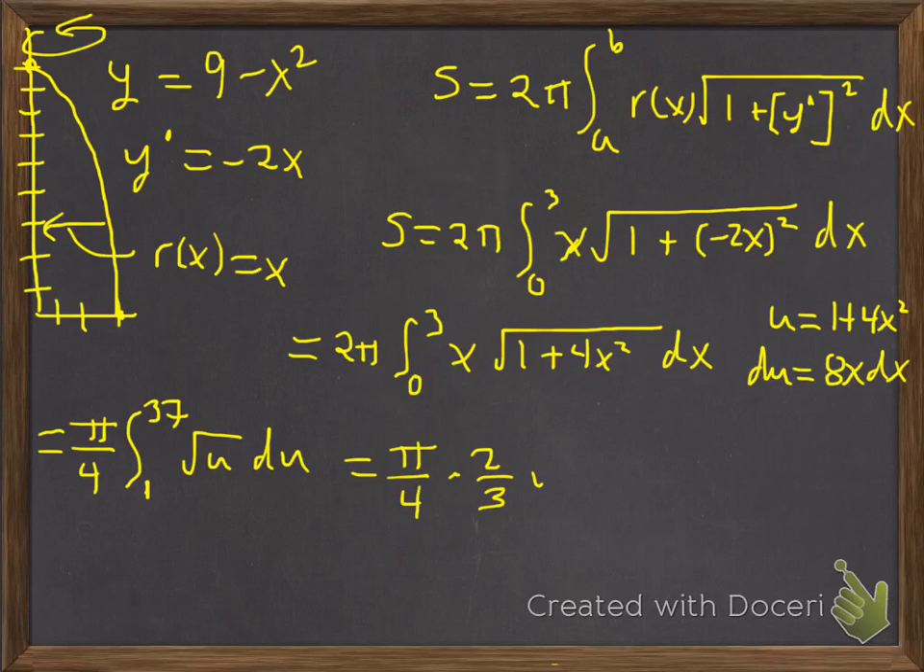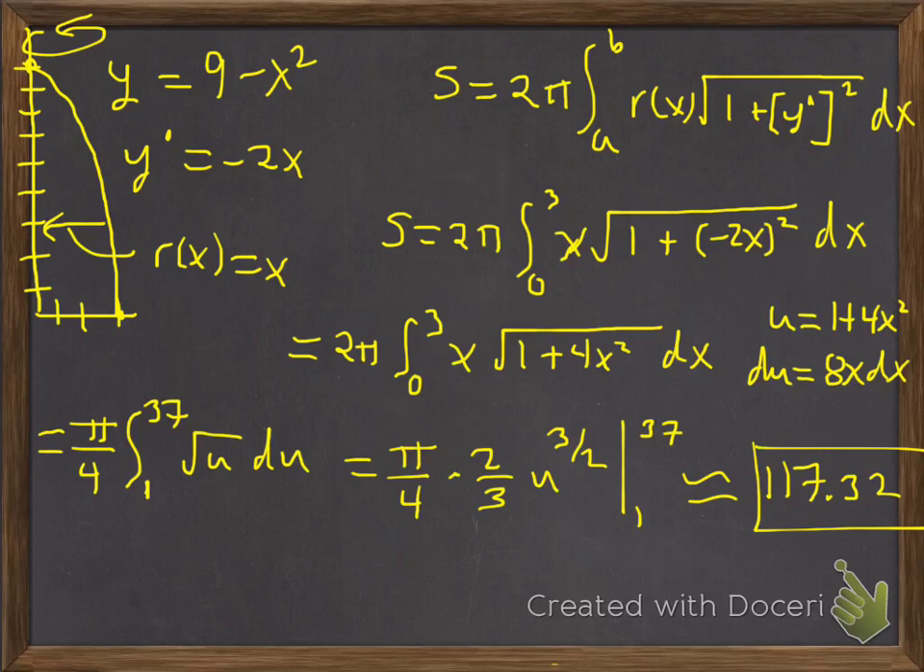So that gives us pi over 4 times 2/3 u to the 3 halves, evaluated from 1 to 37, and that's about 117.32 in terms of that area of surface of revolution.